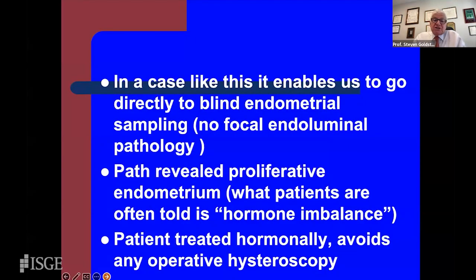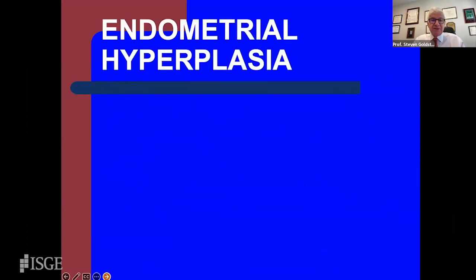And in a case like this, because it is global, it enables me to do blind endometrial sampling. The path revealed proliferative endometrium. What we often tell patients is hormone imbalance, and she could be treated hormonally and can avoid any operative hysteroscopy.